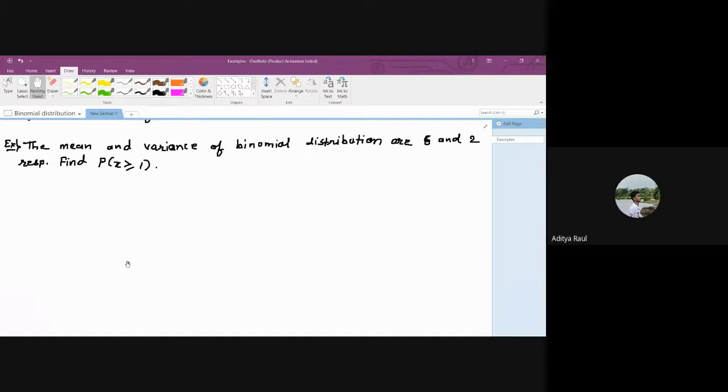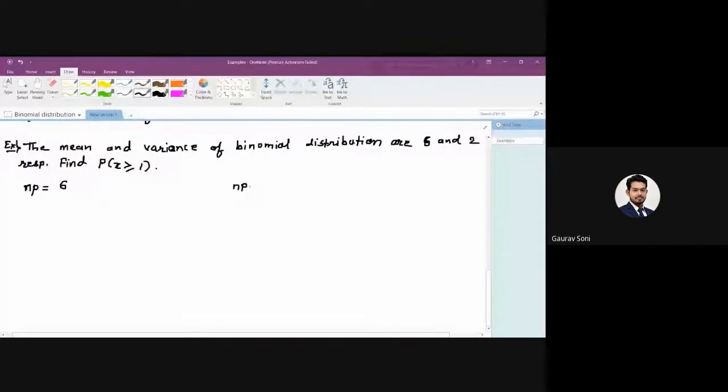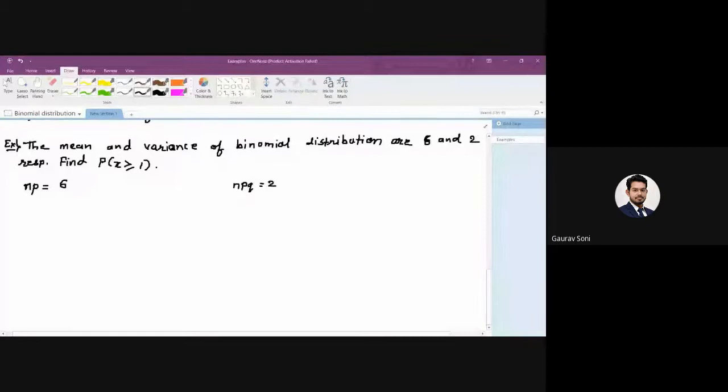Sir, np is 6 and npq is 2, so we can find the probability of failure and then probability of success and then the total number of trials. So np is 6 exactly, and npq is equal to 2. If we substitute np in this, we'll have 6 into q is equal to 2, which gives me q is equal to 1 by 3.